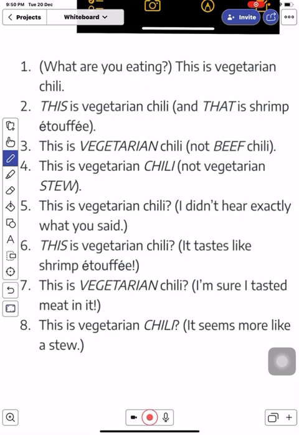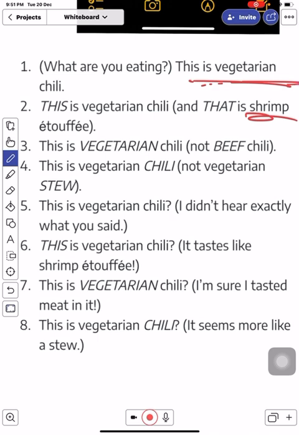Now we are considering examples of intonation. So, what are you eating? This is vegetarian chili, as in a question. What are you eating? This is vegetarian chili, and that is shrimp etouffee. So we're describing two distinct things: this first thing is vegetarian chili, and that other thing is shrimp etouffee, right?